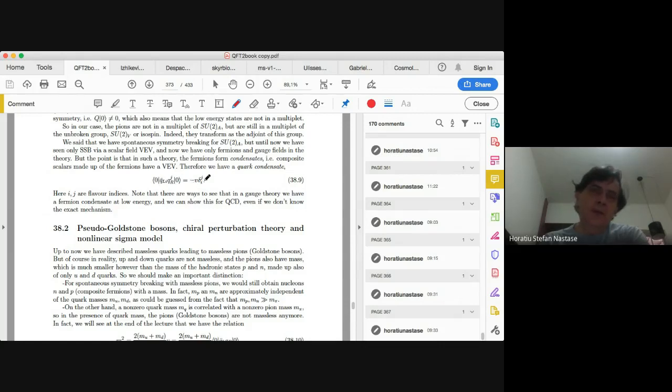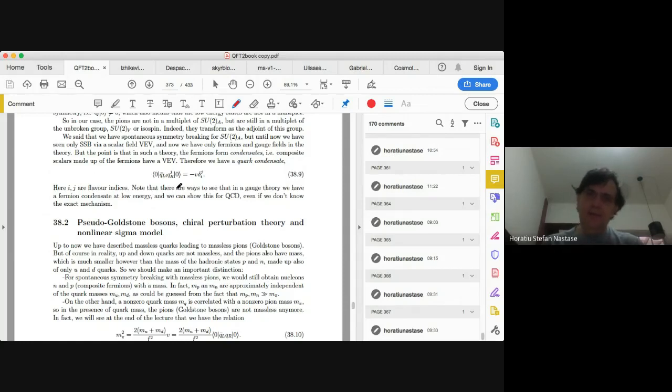So whether or not we have this is something that we can check in principle, theoretically. There are ways to check that in a gauge theory we do have the fermion condensate at low energy. And so we can show this for QCD, even if we don't know the exact mechanism, but I will not give that here because it's a complicated thing to show that there is a fermion condensate. But having shown this somewhere, we write it like this.